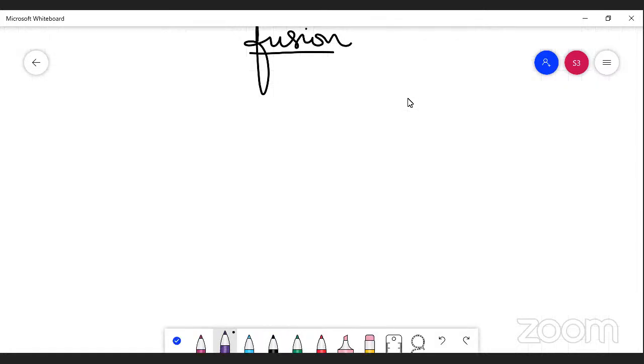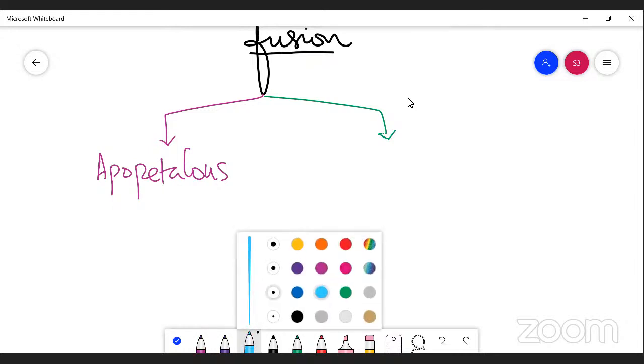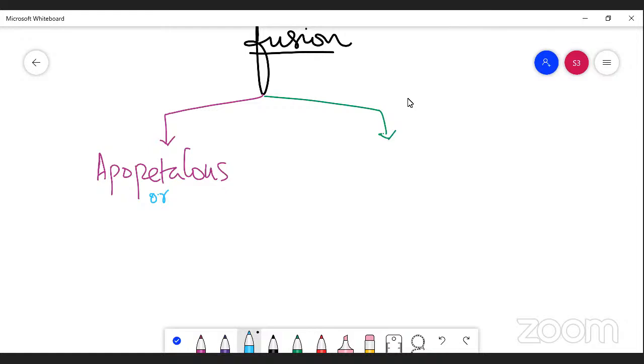What are the two types? The first type is polypetalous, and the second type is gamopetalous. Polypetalous is also known as apopetalous. Similarly, apopetalous is also called, simply you can say, polypetalous.